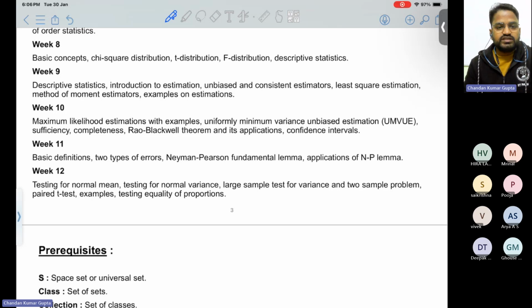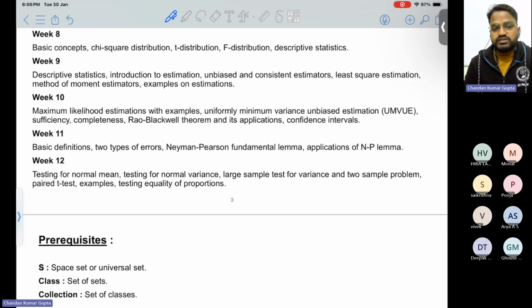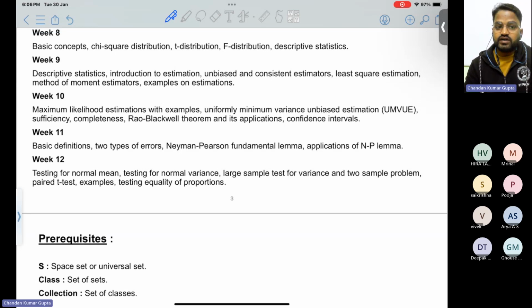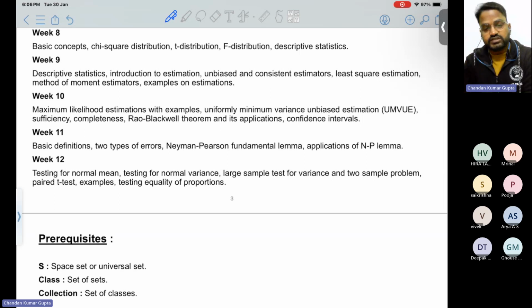Then we will continue descriptive statistics in week 9, and after that we will discuss the theory of estimation, which comes in the statistical inference part. In this section, we will discuss estimation methods like least squares method, method of moments estimator, and maximum likelihood estimation, and some properties of estimators like unbiasedness, consistency, sufficiency, efficiency, etc.